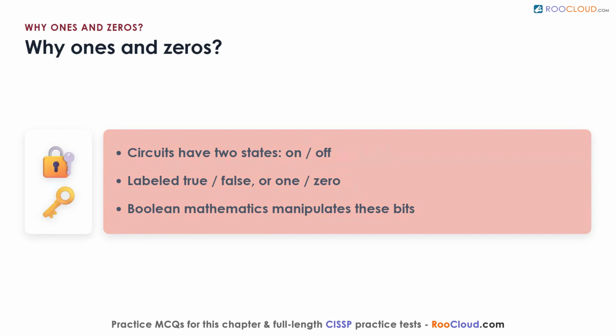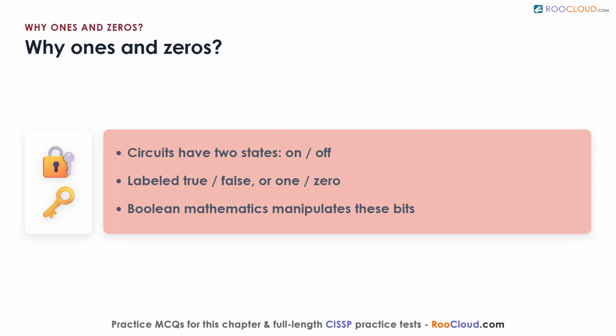Why does cryptography live in a world of ones and zeros? Because computers only truly understand 2 states. An electrical circuit is either on or off. Current, present, or absent. We label these true and false, or 1 and 0. All of the math that scrambles your data is built on manipulating these 2 values. This is called Boolean mathematics.